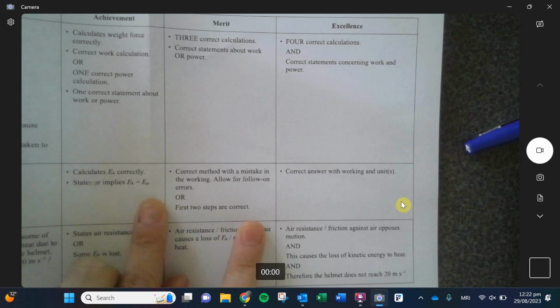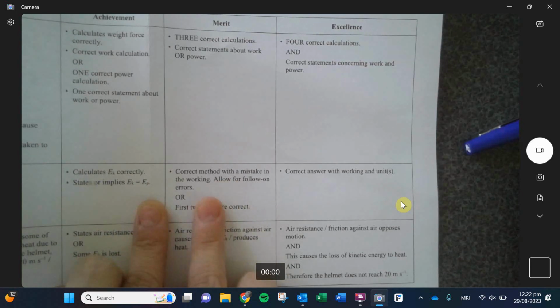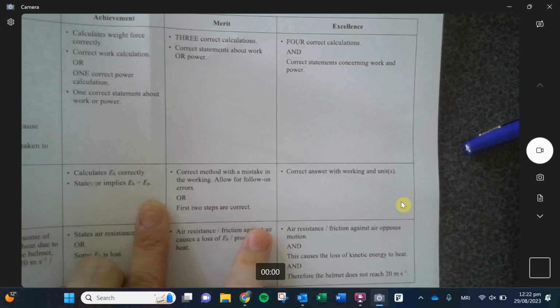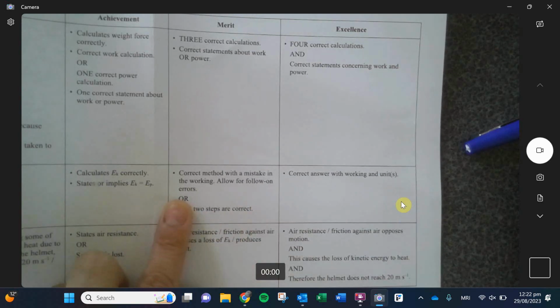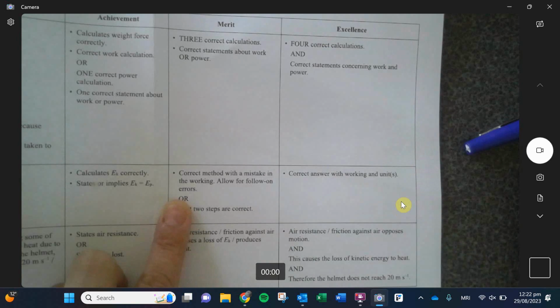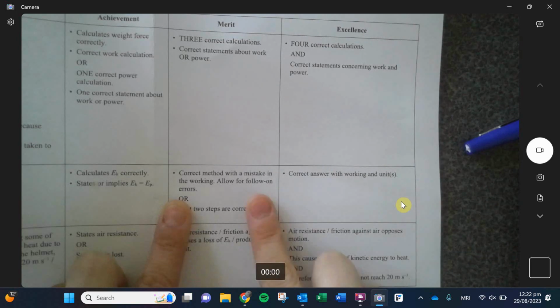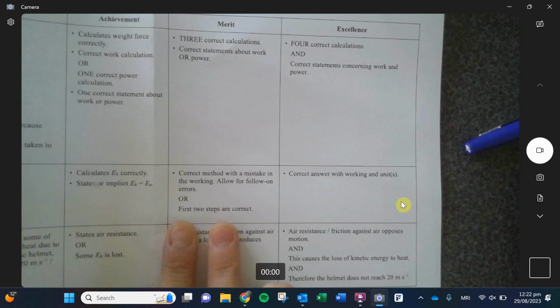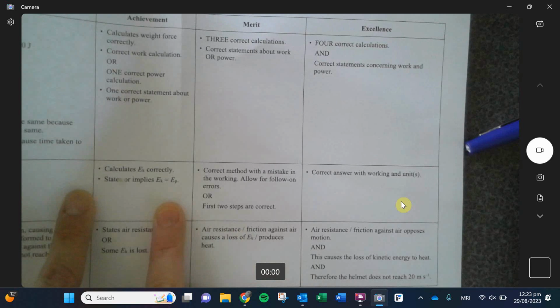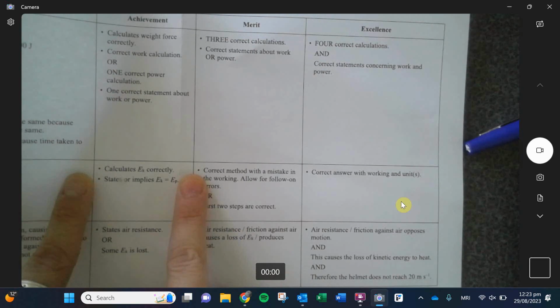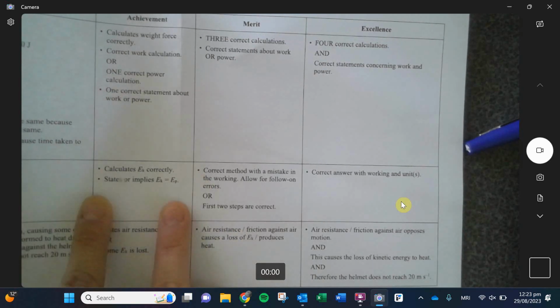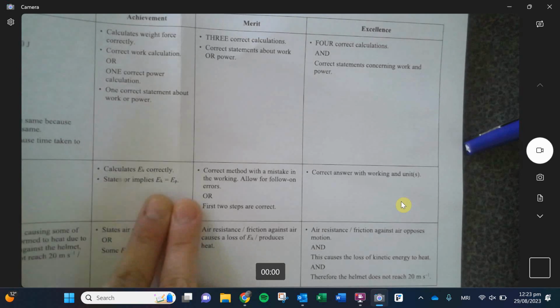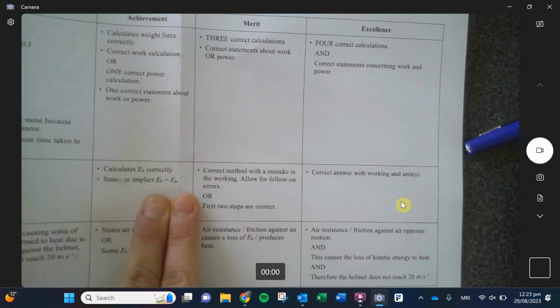For example, the merit is correct method, but a mistake in the working, allow for follow-on errors. That just basically means maybe you copied down the wrong number, or you did something silly, like you forgot to square something, but everything else is correct. They would then go, okay, we'll give you a merit point still. The other option is the first two steps are correct, maybe you did something funky with the last step. The achieved was if you calculated the kinetic energy correctly, or if you implied that you knew that kinetic and gravitational potential were the same number.